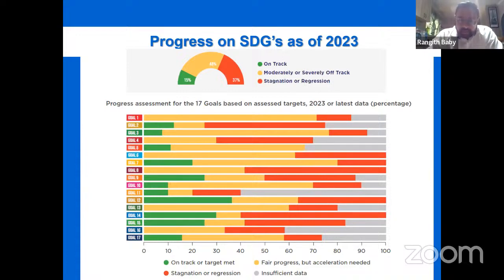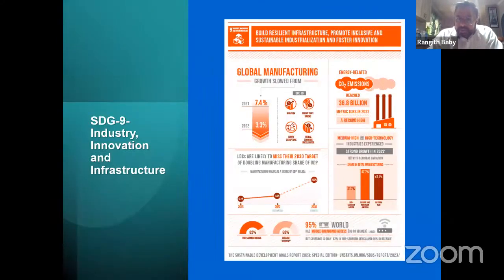But luckily, if you look at goal 9, it is among the better performing goals. So our focus is going to be on goal 9, which is on building resilient infrastructure to promote inclusive and sustainable industrialization and foster innovation. This is the report card for SDG goal number 9 at a glance.